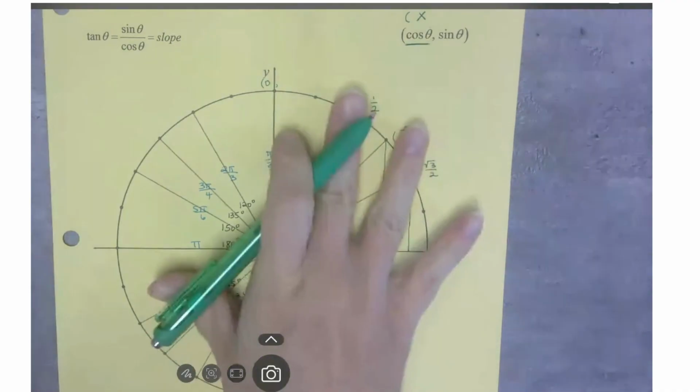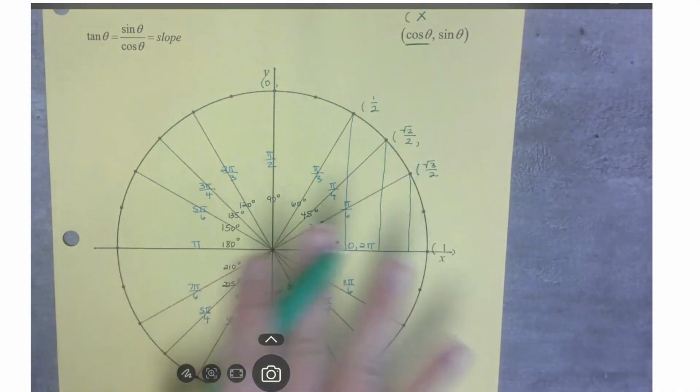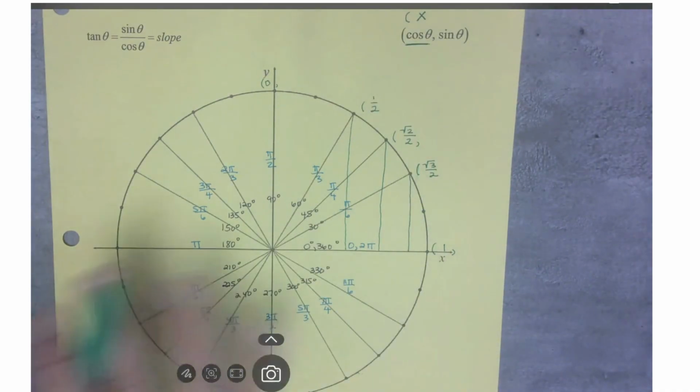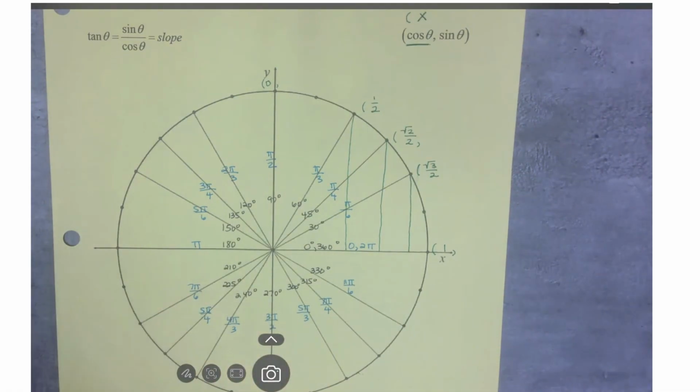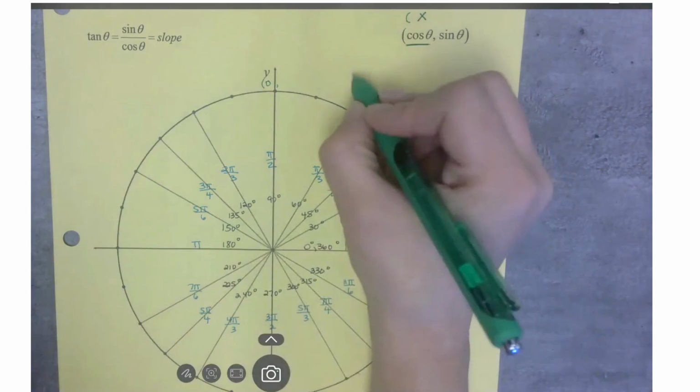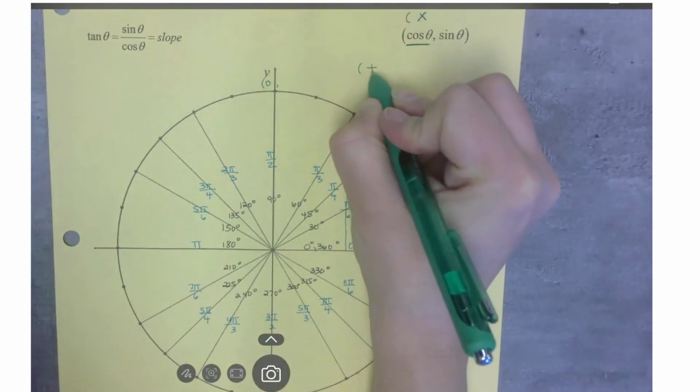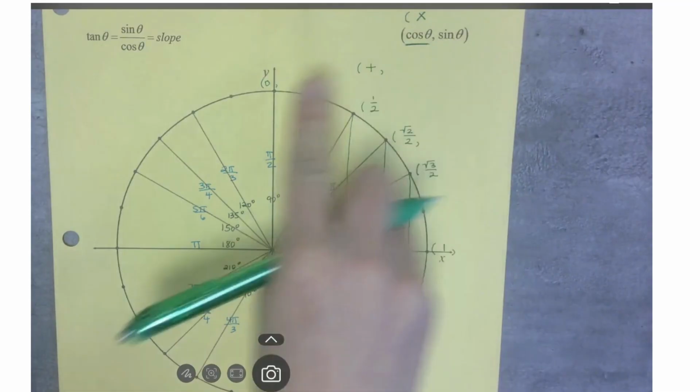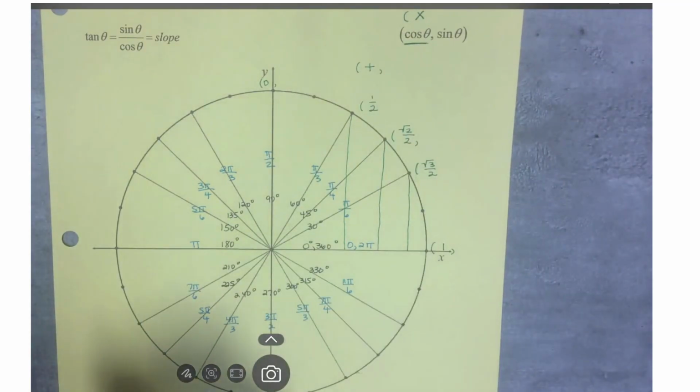And now that I've labeled these, everything else we're using symmetry. So I use special right triangles. Now I use symmetry. Let's remember some things about quadrants. In the first quadrant, x values are positive. So all of these lengths are positive.